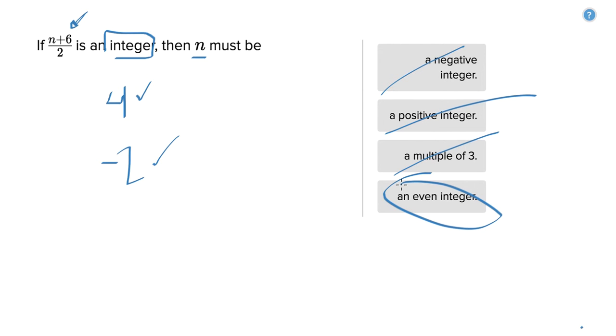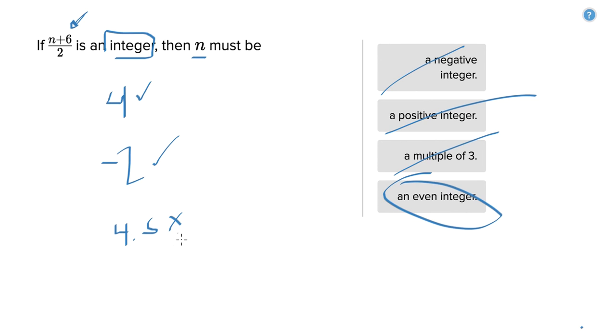And the answer must be an even integer. Let's see why. If you plugged in a non-even integer, so any number that's not divisible by 2, like 1 or 3 or 5, you're going to end up with an odd number up the top. So let's go ahead and try 3. 3 plus 6 gives you 9, and 9 divided by 2 gives you 4.5. And 4.5 is not an integer. It's got a decimal on it.